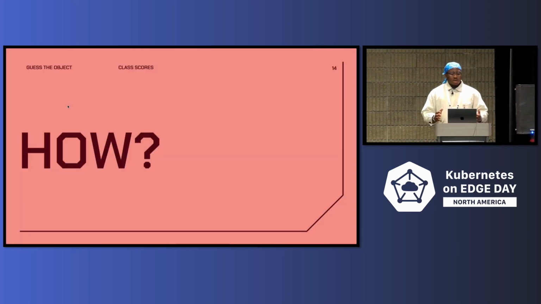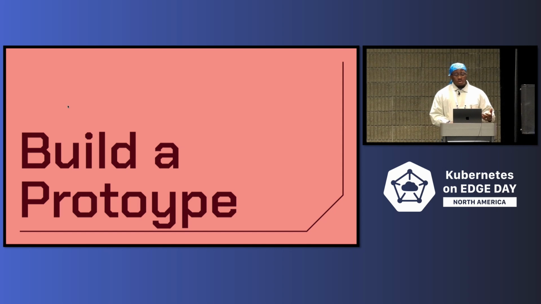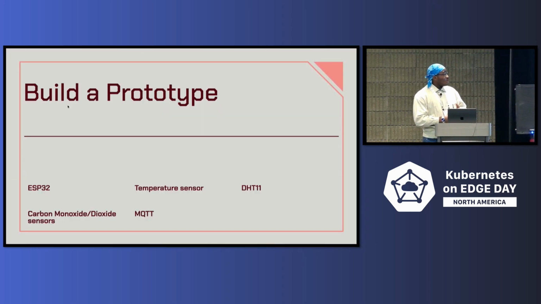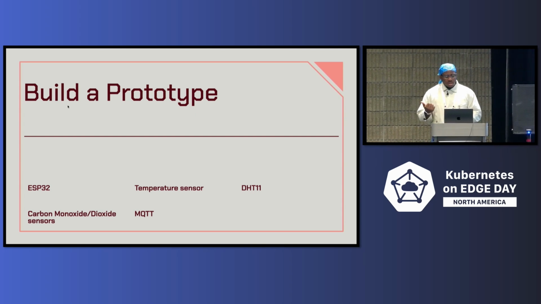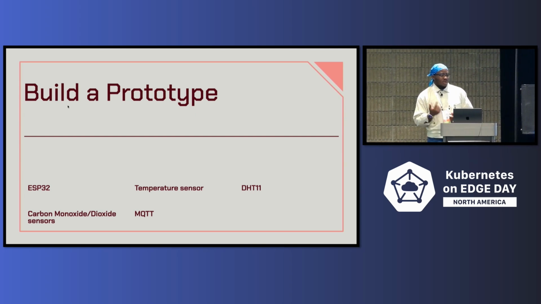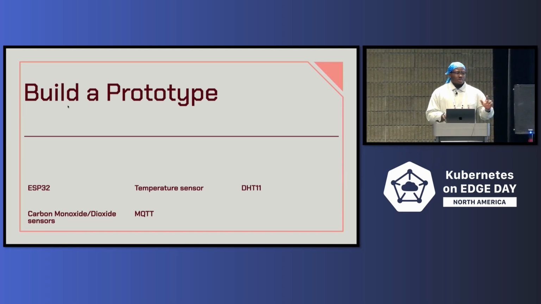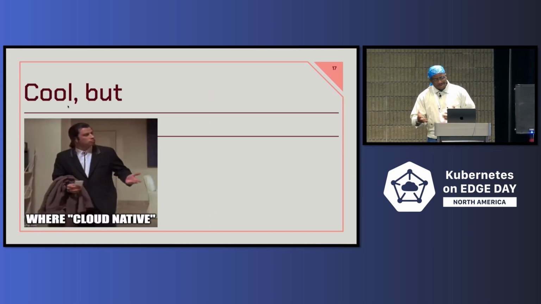So how did we go about this? Well, we first started off by building a prototype, which was relatively simple. We used an ESP32, some temperature sensors, a DHT11 for humidity, as well as some carbon monoxide and dioxide sensors, which I don't remember the specific model of, and MQTT for message passing. Yeah, cool, I've said all that, but where is the cloud native here?